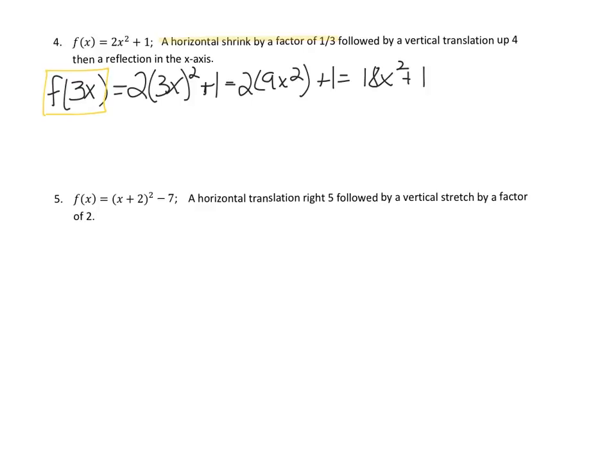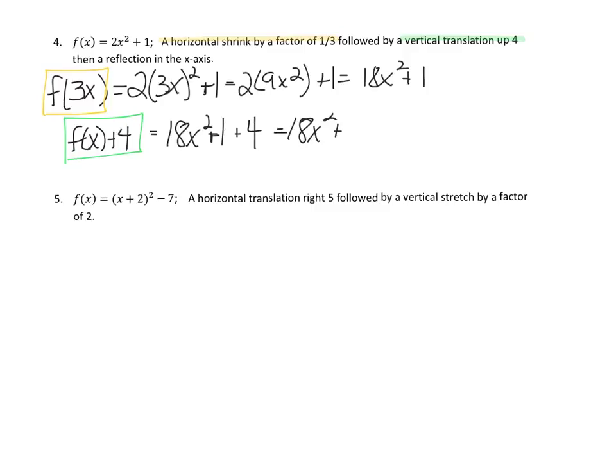Then we have a vertical translation up 4. So we go f of x plus 4 is our function notation, which is f of x is 18x squared plus 1 now, plus the 4, which is 18x squared plus 5.